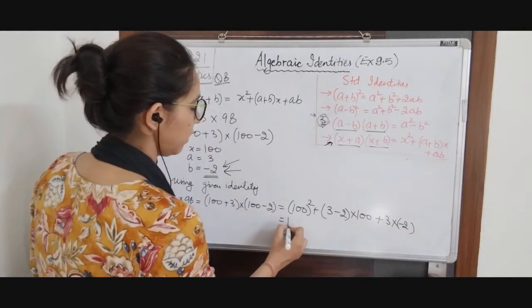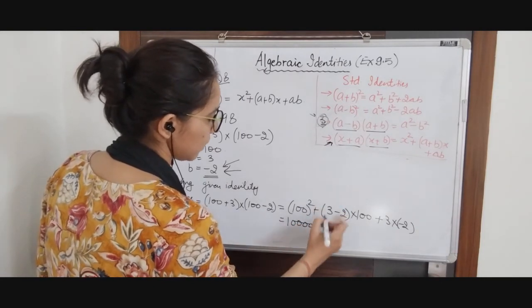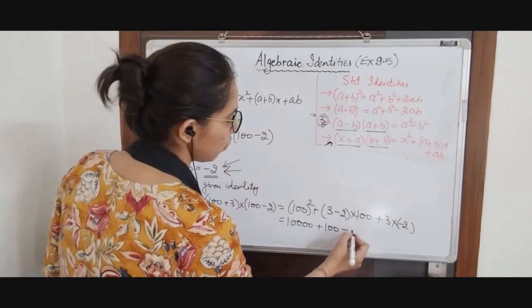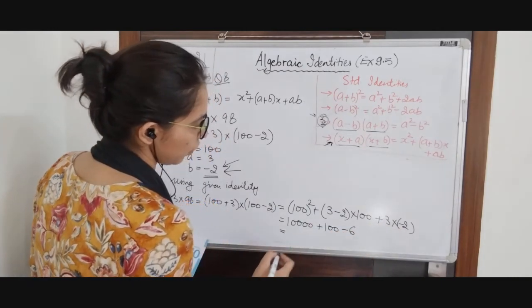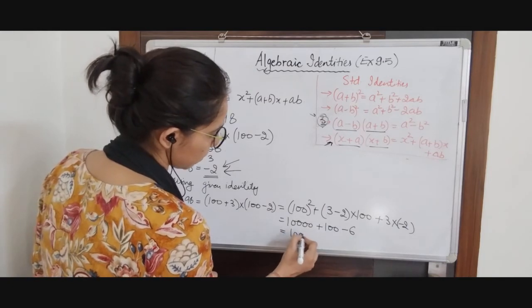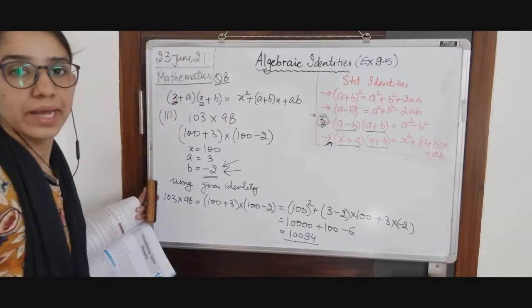Okay, so it is 10,000. 3 minus 2 is 1. 1 into 100 is 100. Minus 3 into 2, 6. It is going to be 94. So it is going to be 10,094. Okay, like this.